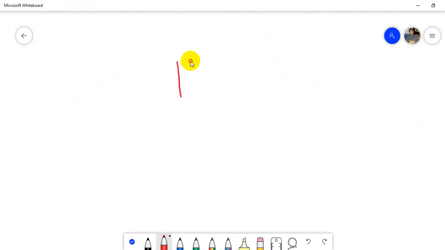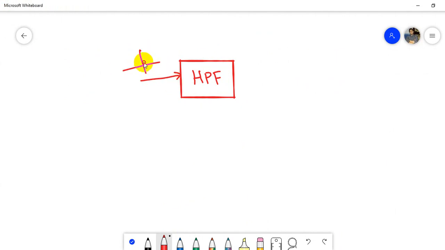Suppose this is my high pass filter. If I want to transmit some spectrum, this is the spectrum. So this is an ideal filter. If it is an ideal filter, you will get a response like this, and all your lower frequencies are stopped and higher frequencies are allowed to pass.